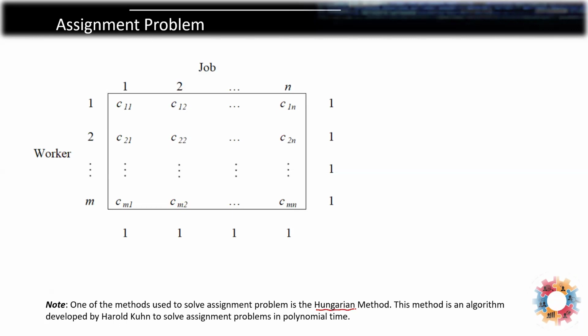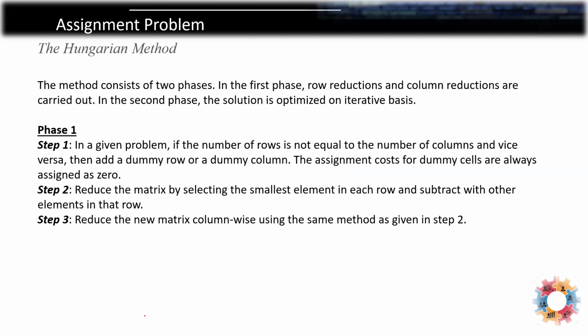Now, to solve an assignment problem, the most commonly used method is the Hungarian method. This was developed by Harold Kuhn to solve an assignment problem in polynomial time. And these are the steps. The Hungarian method consists of two phases. The first phase is you do the row reductions and column reductions. And in the second phase, you check if the solution is optimized, and if it is not optimized, you do iteration.